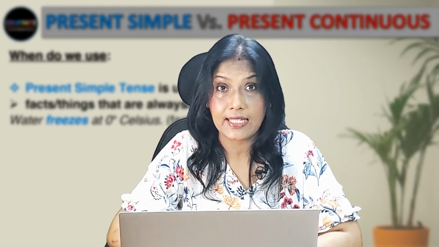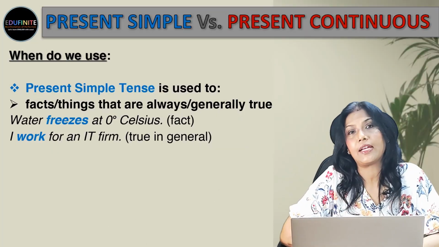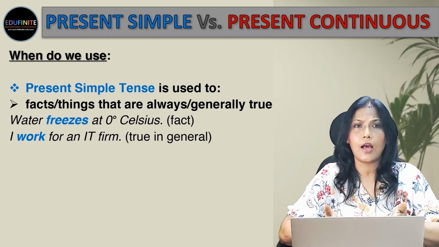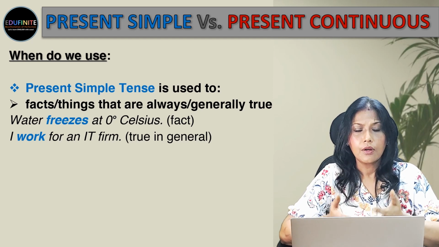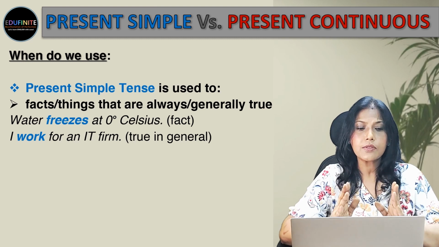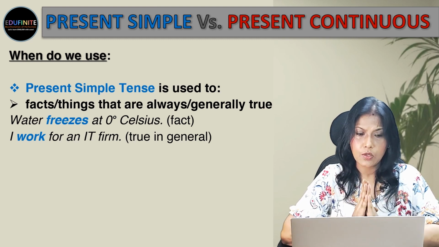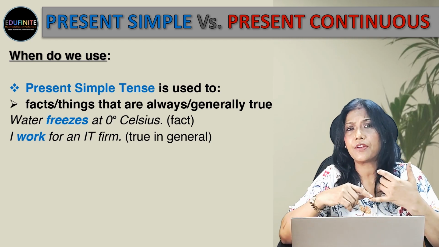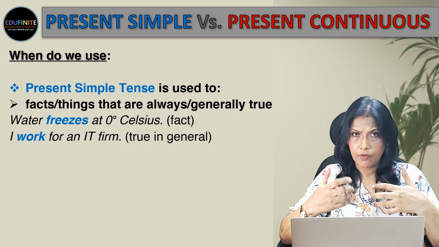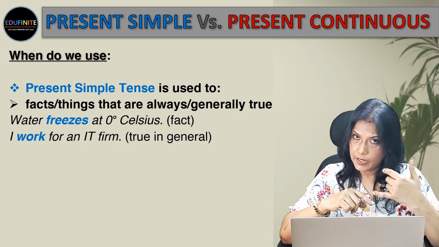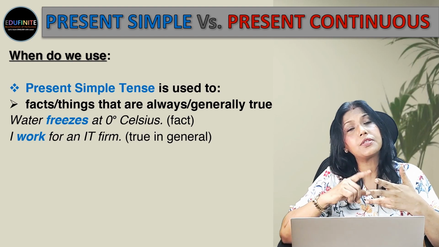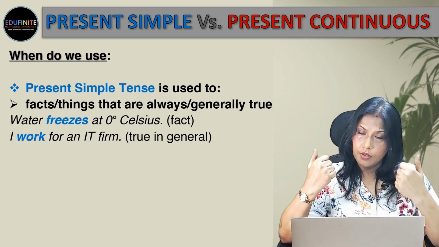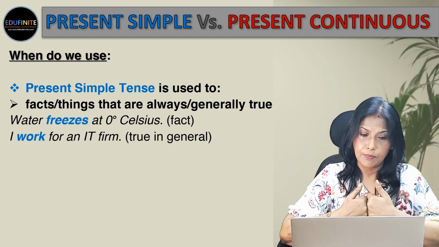Okay, now the next sentence. I work for an IT firm. Now what is this? This is true because I work in an IT firm. So for that reason, we use present simple tense. So now you've understood, whenever we have to say any general facts which are true, we use present simple tense. Again, when we tell something that is a true fact, that also we use present simple tense.